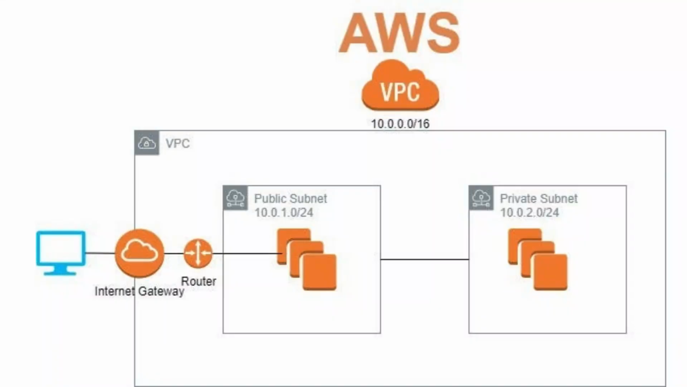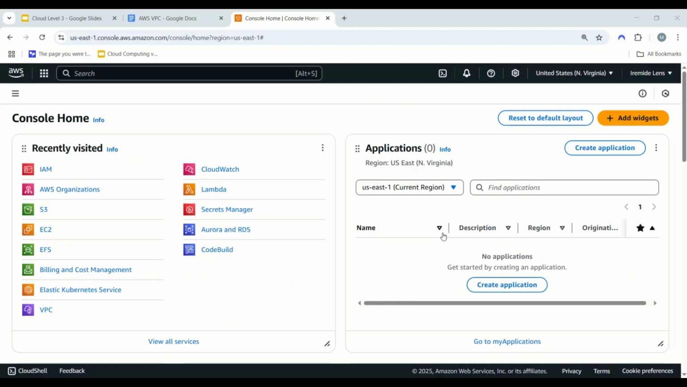In today's video, we're going to build a custom VPC in AWS step by step. Here we'll set up public and private subnets, configure an internet gateway, create route tables, and launch an EC2 instance to test everything. If you're learning AWS networking, this is the perfect hands-on lab. By the end of this video, you'll have a fully functional custom VPC with internet access for public instances and an isolated private subnet. Sounds good? Let's get started.